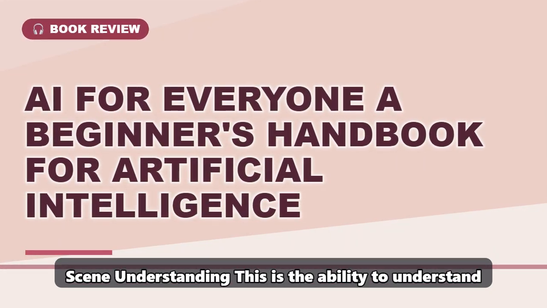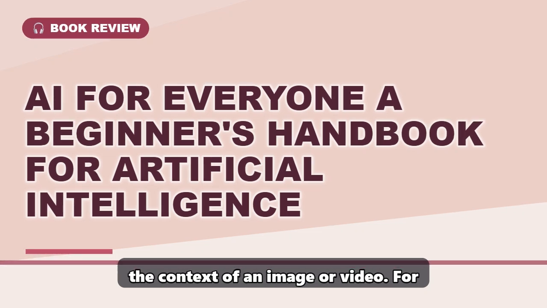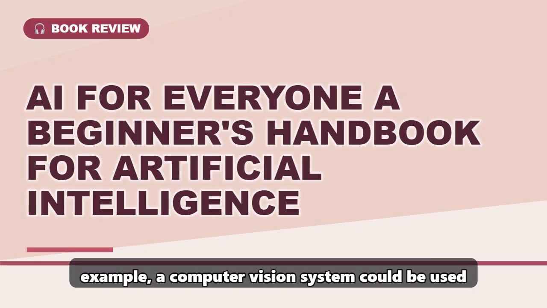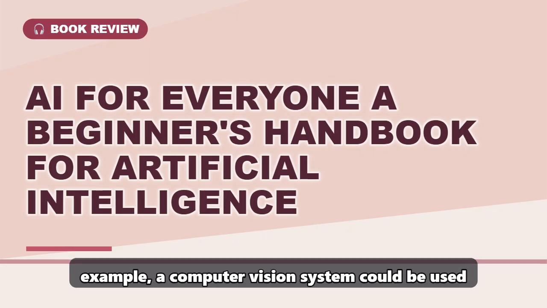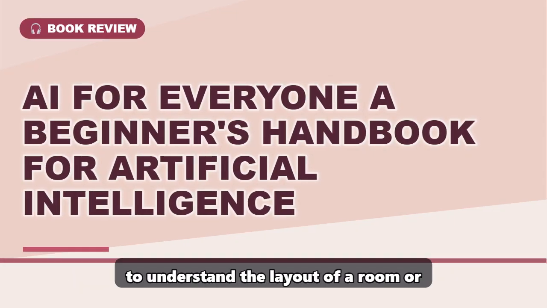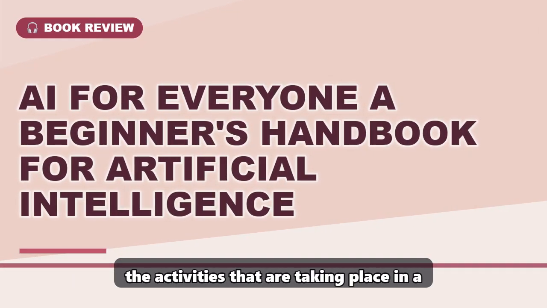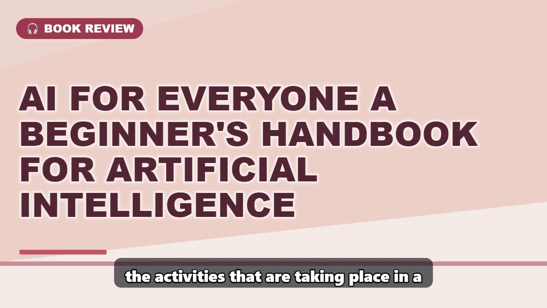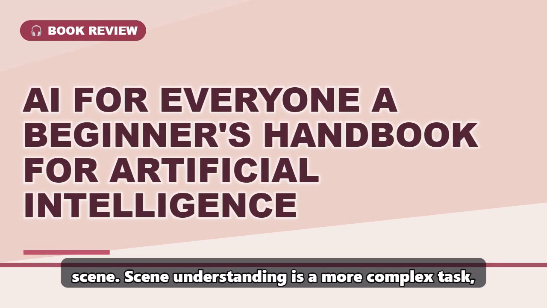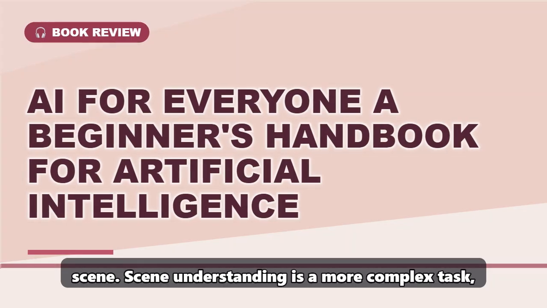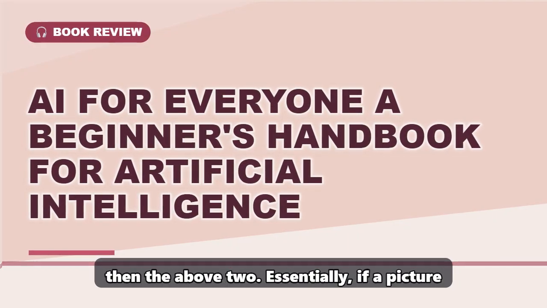Scene understanding: this is the ability to understand the context of an image or video. For example, a computer vision system could be used to understand the layout of a room or the activities that are taking place in a scene. Scene understanding is a more complex task than the above two.